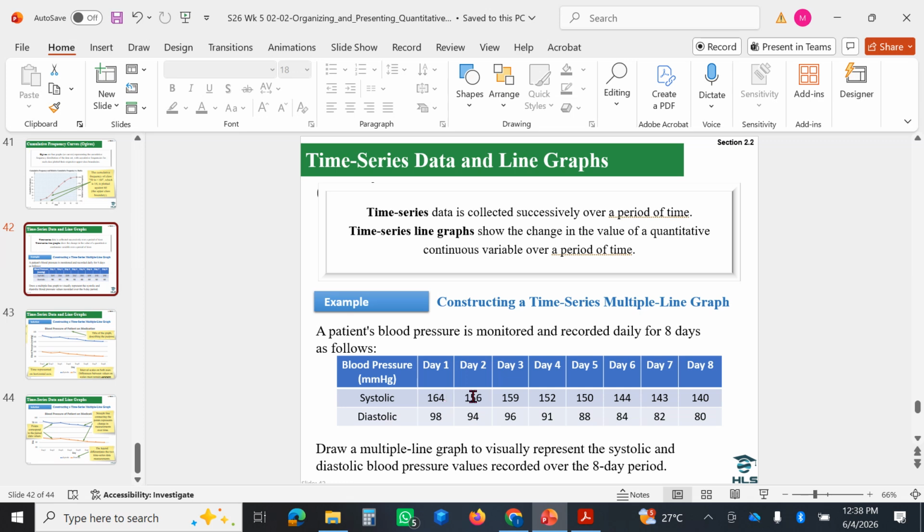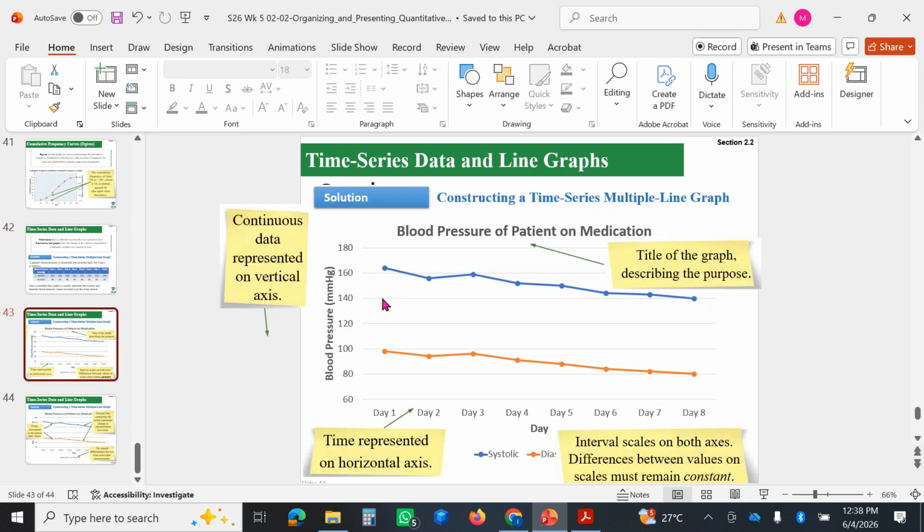You've got 164 and 156. 164, 156, approximate, I mean, we're not rocket scientists here yet. So just so it looks good. And there's your diastolic down here. And it's just interesting there. Again, you're organizing the data and letting it sing.